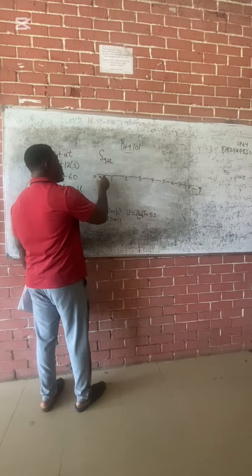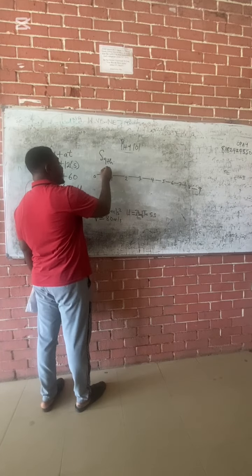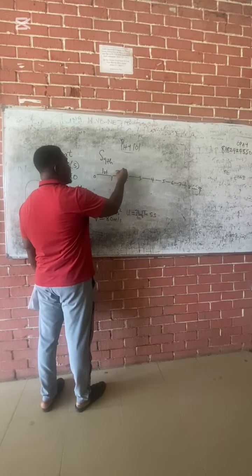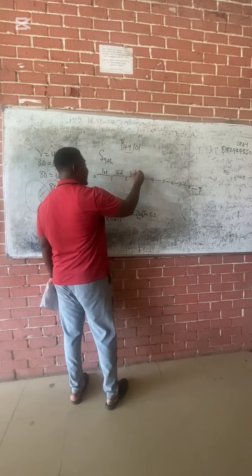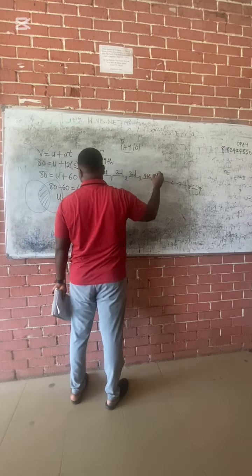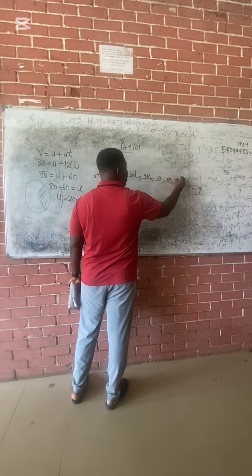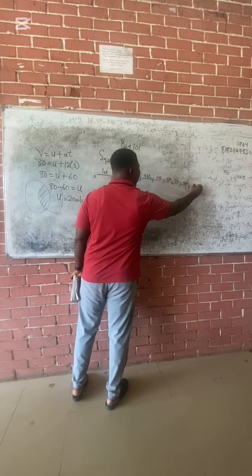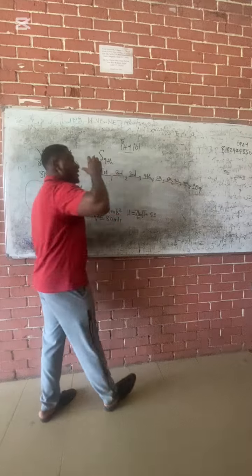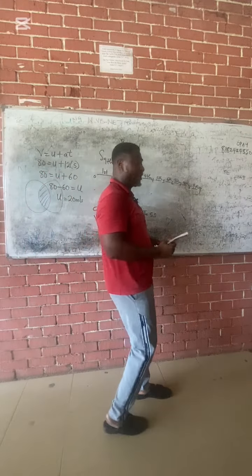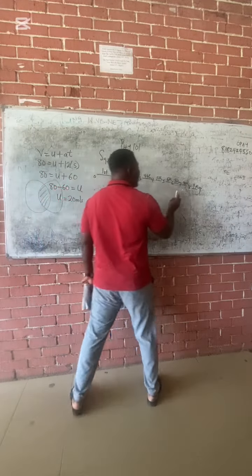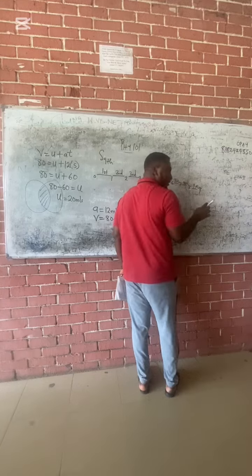Class, the first second of motion of a body is between 0 and 1 second. Second second is between 1 and 2. Third second between 2 and 3. Then the fourth second, fifth second, sixth second, seventh second, eighth second, ninth. So the 9th second is between 8 and 9. To find the distance for the 9th second means the distance in this interval between 8 and 9 only.